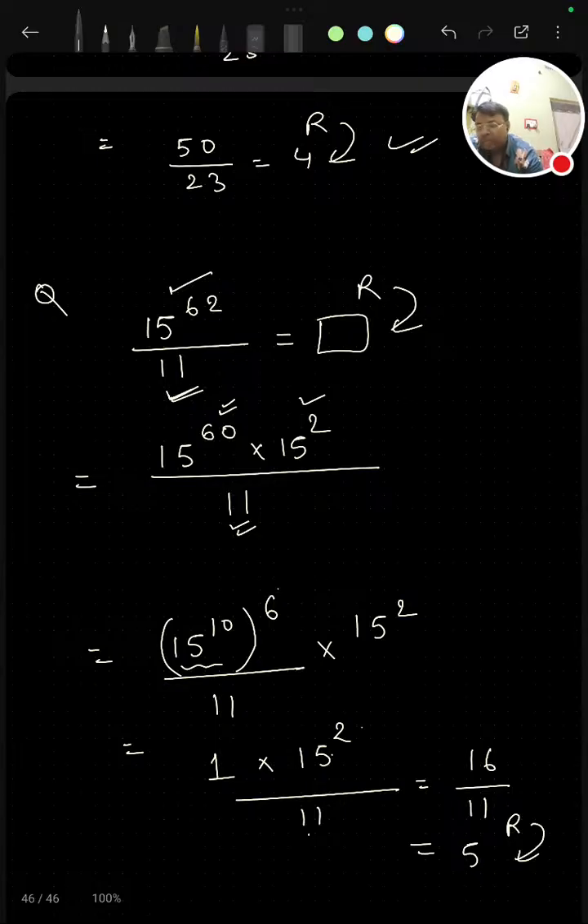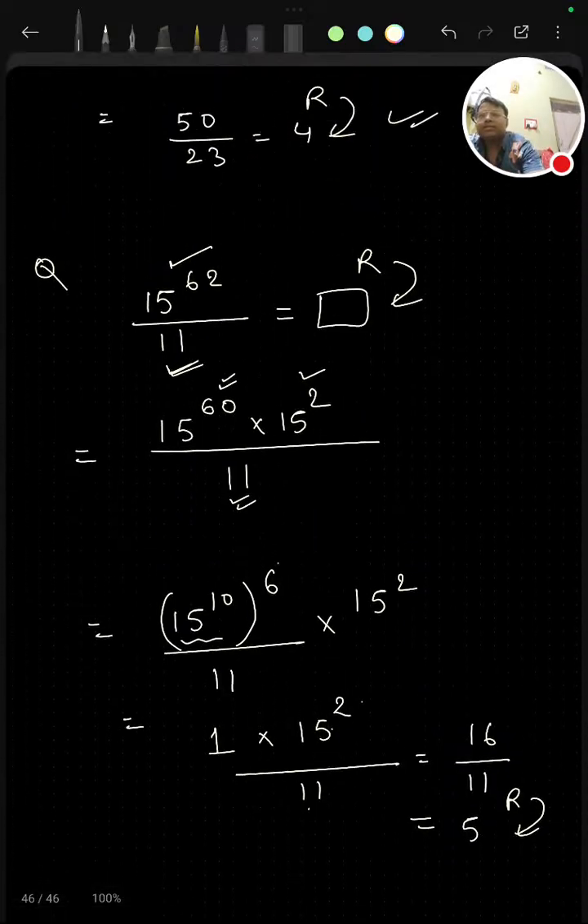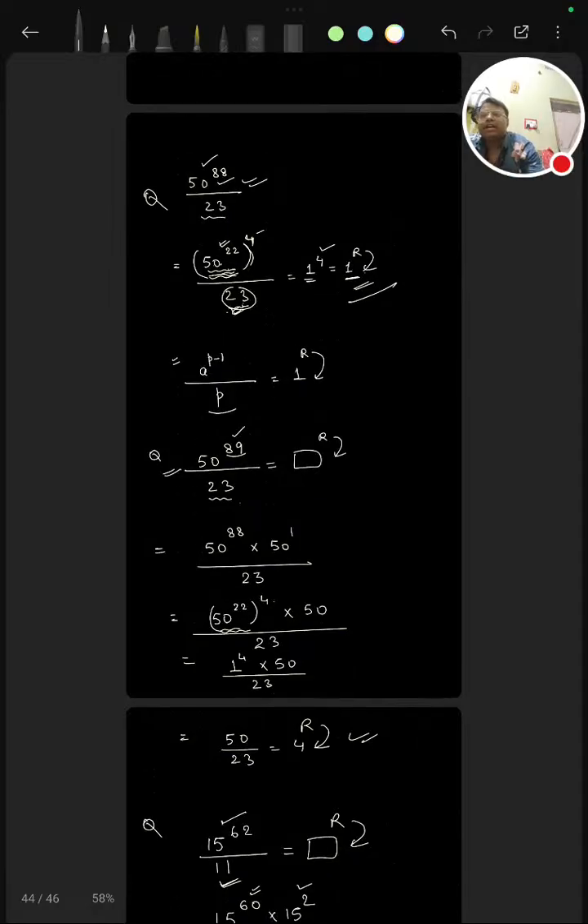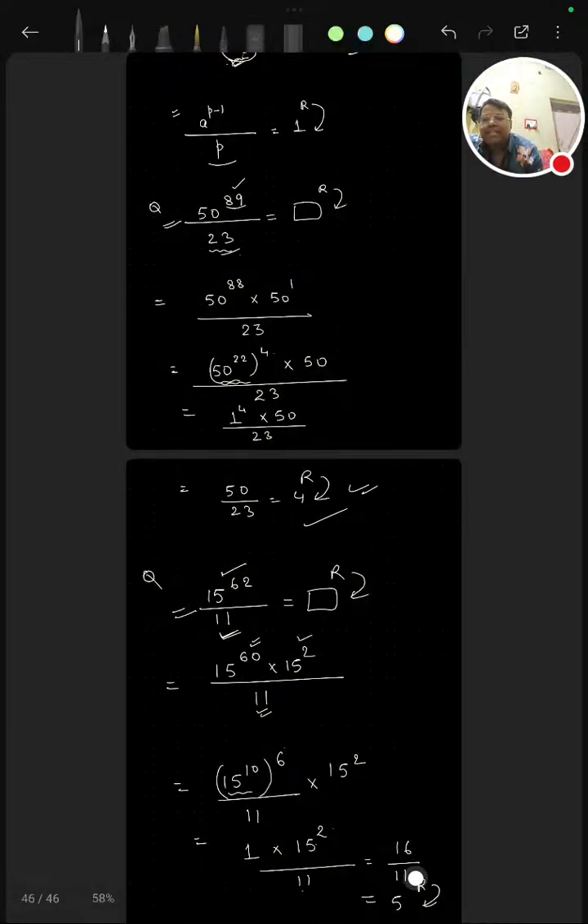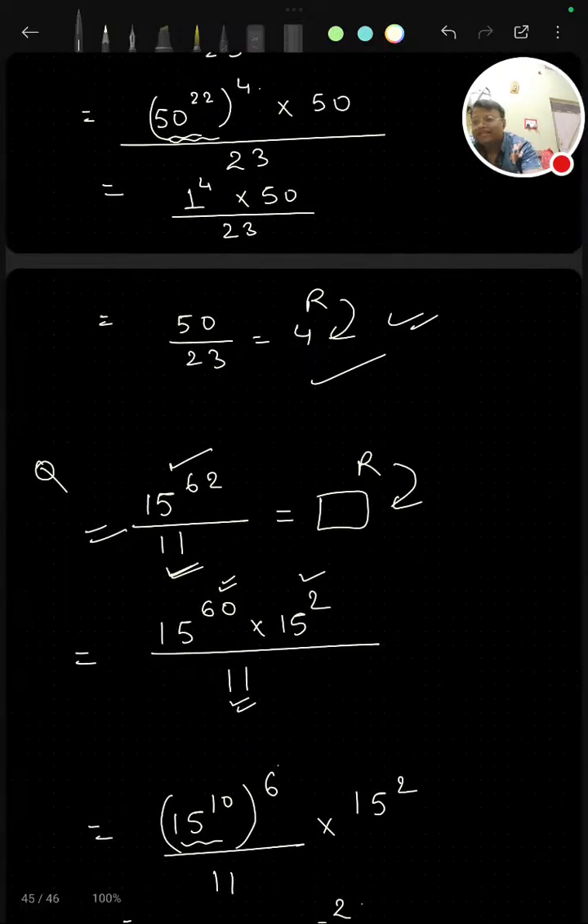Okay, Fermat's theorem is a well-done concept. Clear? If you can't solve this type of question in the examination, then assume you have to apply Fermat's theorem. 90% chances you can solve it. Now next question. Here are three types of questions: 50 to the power 88 divided by 23, the remainder is 1. 50 to the power 89 divided by 23, the remainder is 4, and 15 to the power 62 divided by 11, the remainder is 5. Clear? You can solve these easily in the examination.